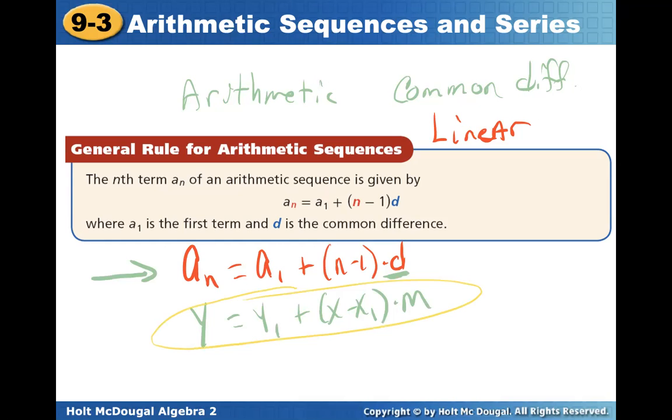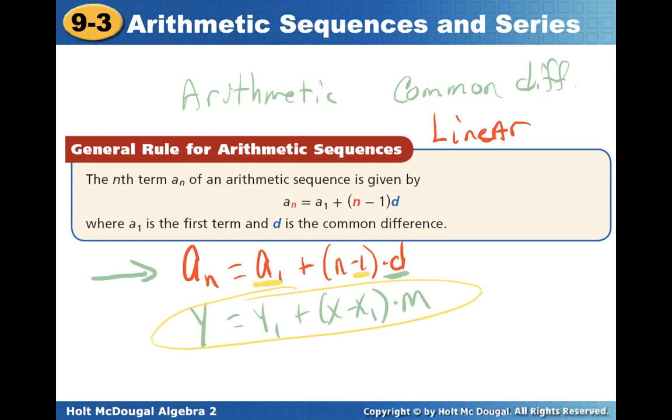Okay. So realistically, this rule we're coming up with right here, that's in red, a sub n equals a sub 1 plus n minus 1 times d. That's just point slope form fitted to a sequence. Okay. Notice the common difference is like the slope. And realistically, this is saying our first term number is 1, and this is our first term.